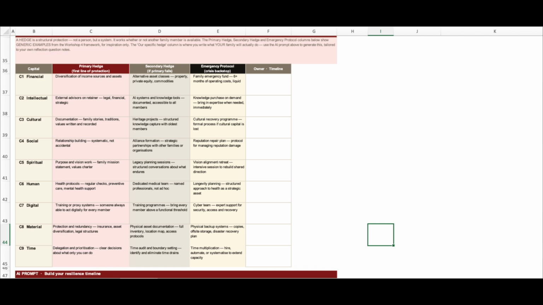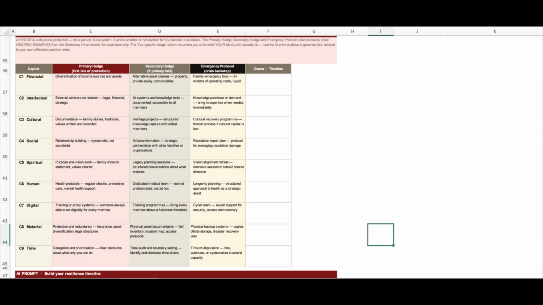Your family's hedges should reflect your own circumstances and the conversations you've just had in Part A. Use the AI recommendations as a starting point. Review them together, refine them, then decide what your family will actually implement. Finally, assign an owner and a timeline, because a hedge without ownership is simply an idea.